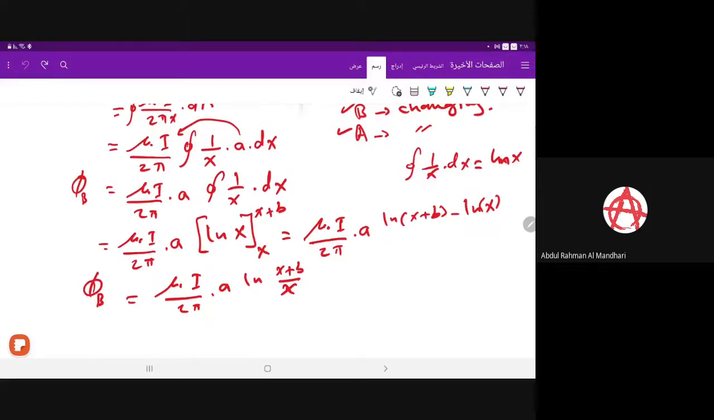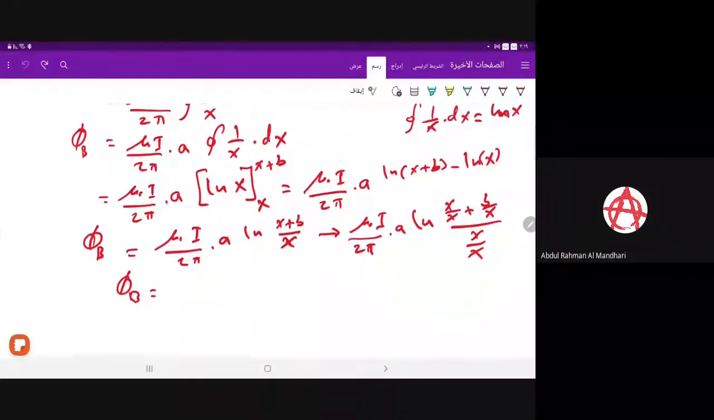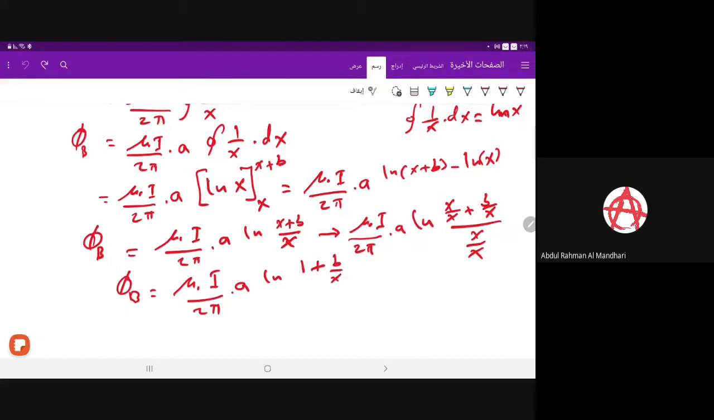So now we know that the flux is changing with respect to x. Okay. And we can simplify this a little bit better. So then we can make it mu naught I over 2 pi into A, and if we divide everything by x, Shabab, this will be ln of x over x plus b over x, divided by x over x. If you make that, then phi b will be in a simplified form. Mu naught I over 2 pi into A. Here it will be ln of 1 plus b over x divided by 1, because x over x is 1, so no need to write that one. Okay, so it will be ln of that.